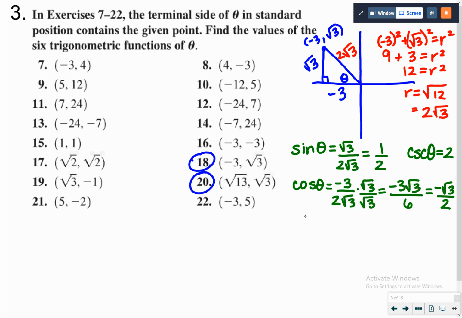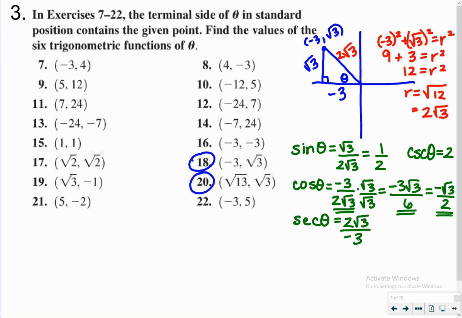Now, what's the reciprocal of cosine? Secant. And this is where you have a few different versions of cosine. You can flip any of those. I'm going to flip the first one. 2 rad 3 over -3, and then there's nothing to simplify. Okay, if you flip the other ones, you'd have a radical in the denominator, you'd have to rationalize.